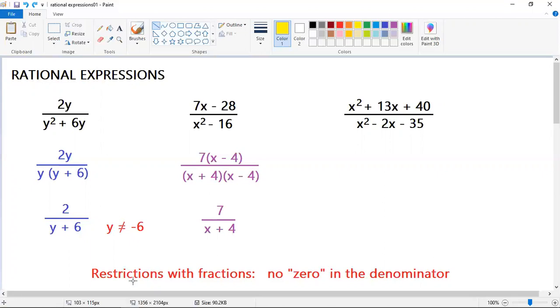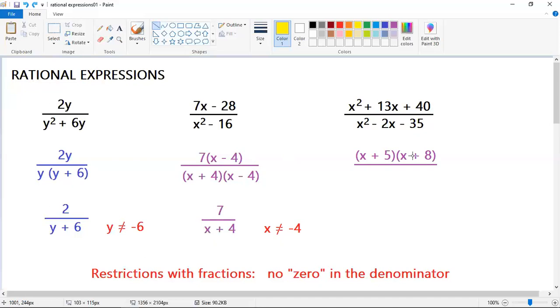The restriction with fractions: no 0 in the denominator. So the denominator cannot be 0, thereby x cannot be negative 4. Now let's work with this third example. This is a trinomial, so we know that we can factor this as two binomials. Factors of 40 would be 1 and 40, 2 and 20, 5 and 8. These are some of the factors which we can check to see if they work with 13. 5 and 8 will work with 13.